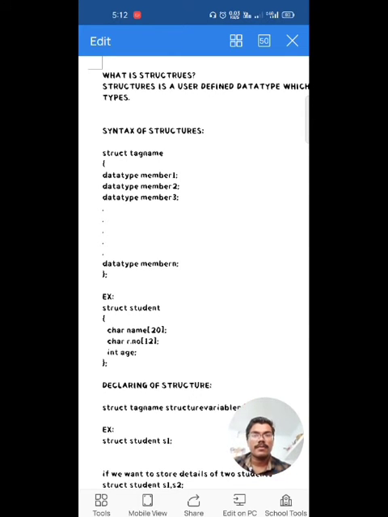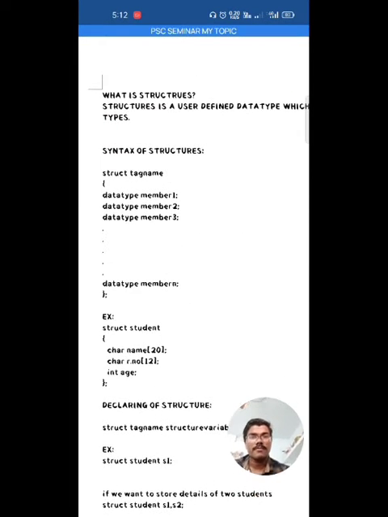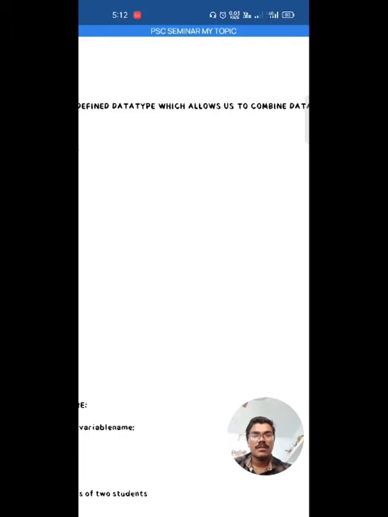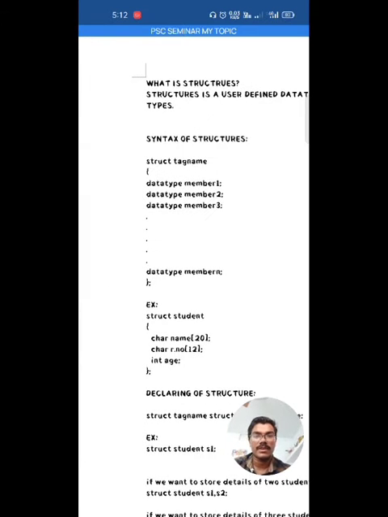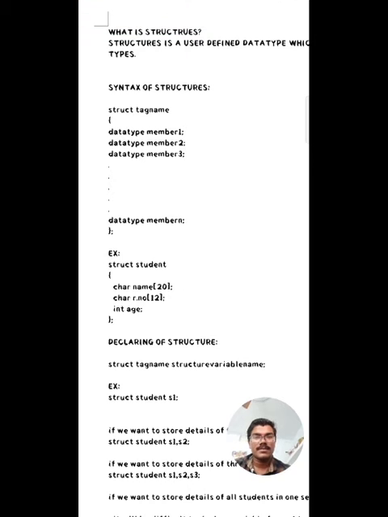Today I want to tell about array of structures. Before going to the array of structures, let us have a brief clarity about structures. A structure is a user-defined data type which allows us to combine data of different types. This is a little bit similar to arrays, but in arrays we can only store data of the same data type, whereas in structures we can store different data types.